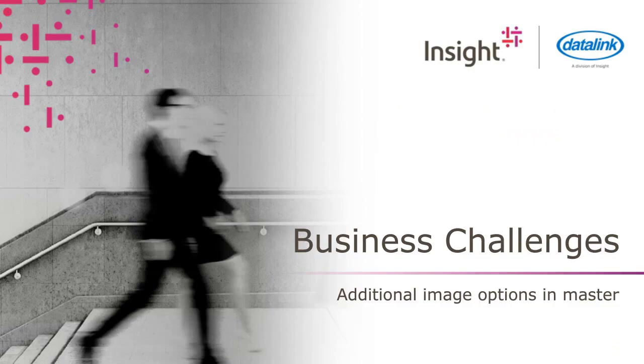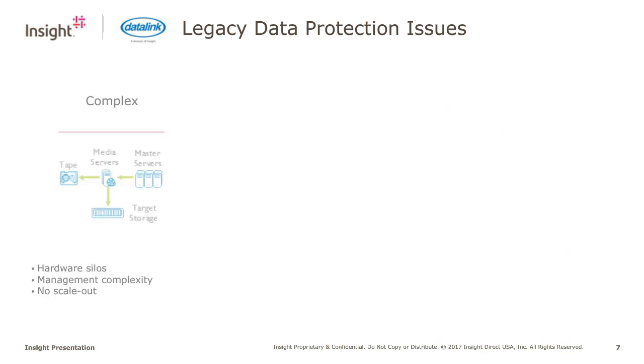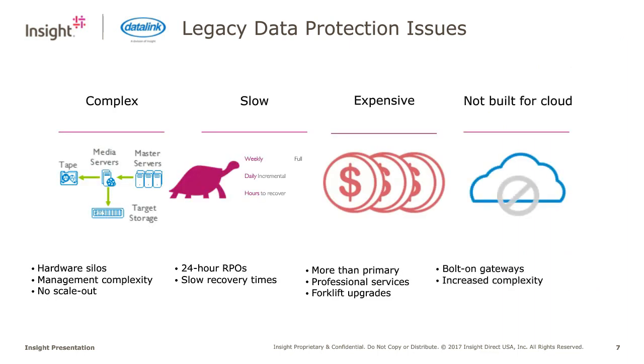So just a few business challenges that we see from a legacy data protection perspective. Legacy data protection issues, they're complex, they're slow, they're expensive, they're not built for clouds. It's a lot of hardware silos, long RPOs, expensive forklift upgrades, professional services around that, and a lot of them aren't built for cloud today, and we need to evaluate those that are more cloud ready.